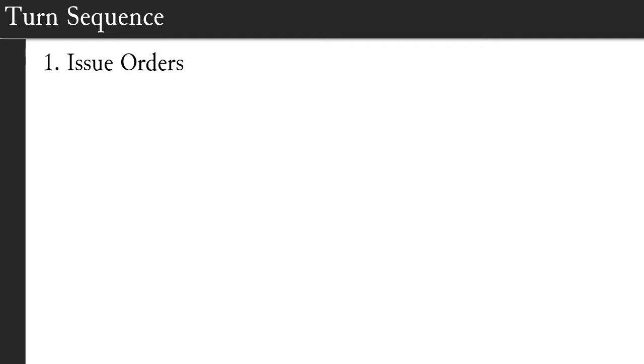So the first phase is the issue orders phase. This is where the turn begins. In this phase, every player will issue an order to all of their units. And there's no need to alternate actions here. Every unit's getting an order issued face down. No need to go back and forth. Just all players issue orders until all units have received an order.